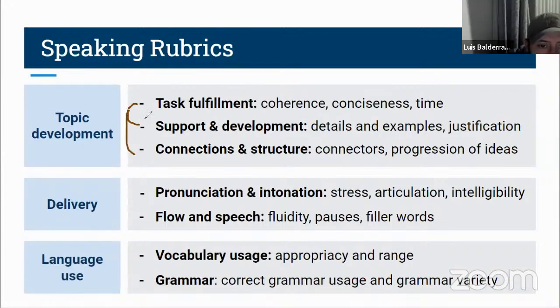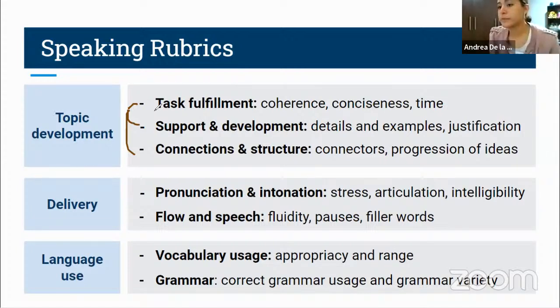In task fulfillment, coherence, consistentness, time, support and development, details and example, and justification, connection and structure, a connector progression of ideas.